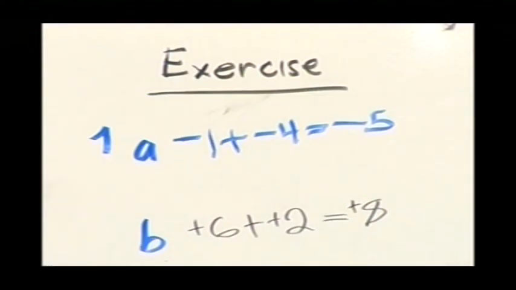Let us look at exercise 1B. Is our friend correct with their answer? Yes. And the number sentence? Okay, this number sentence is correct. Positive 6 plus positive 2 is equal to positive 8. That's how you should write the number sentence.